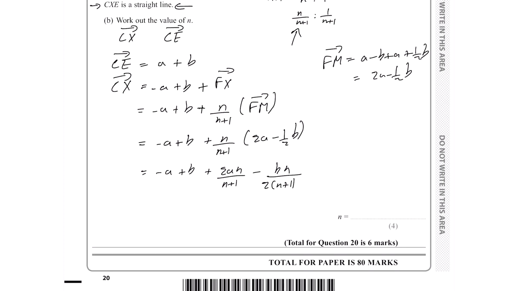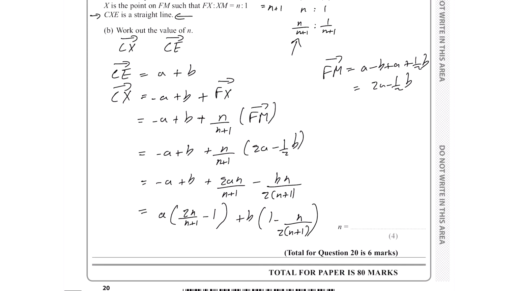And now if I collect the like terms, so the A's and the B's, if I collect them together, so we have A, which will be 2n over n plus 1, and it's a minus 1 because it was minus a. And then for the B, we have 1 minus n over 2n plus 1. So that is what we are left with.